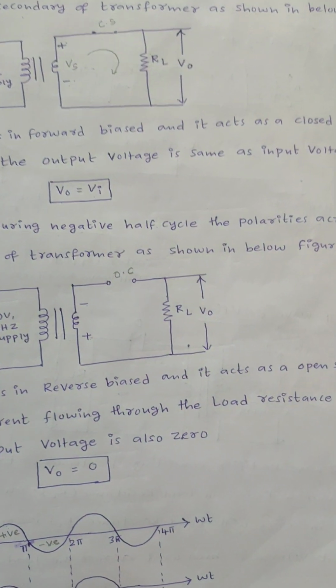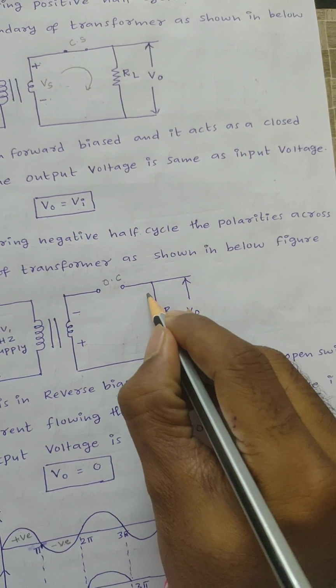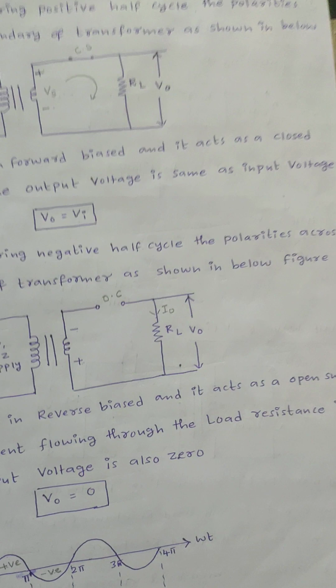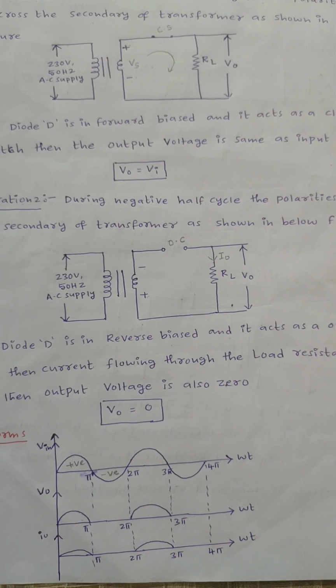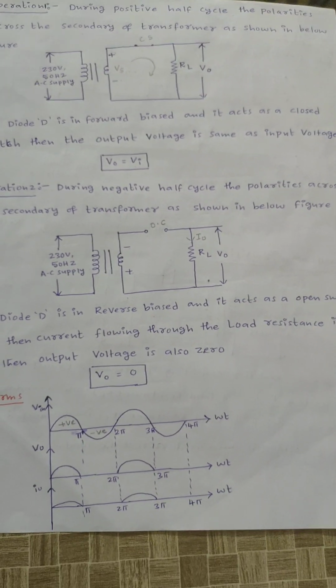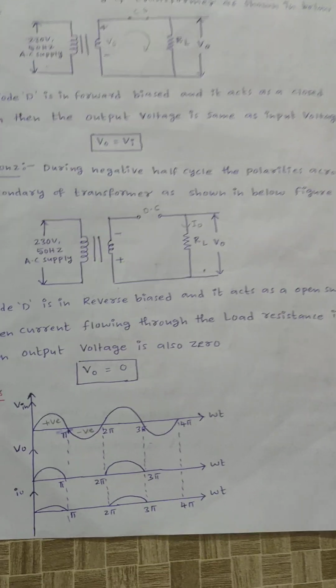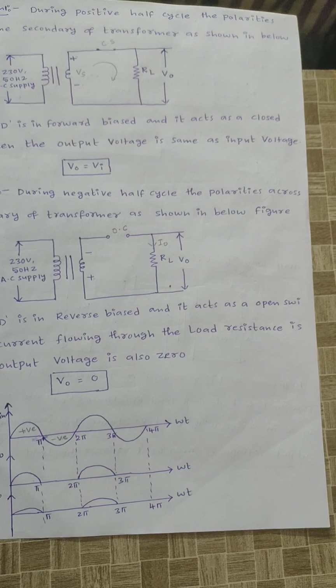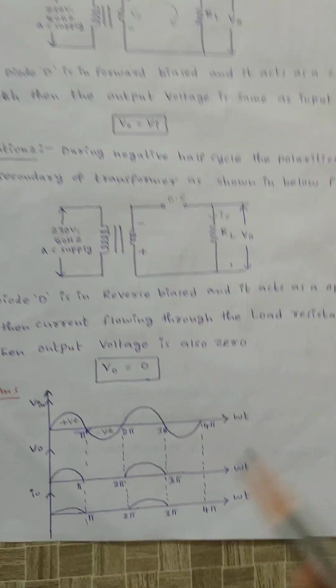That means no current is flowing through the diode, and so no current flows through the load resistance. V0 is nothing but I0 times RL, so the output voltage is also 0. So during the negative half cycle the diode is in reverse bias and acts as an open switch, no current flows through the load resistance, and the output voltage is 0.